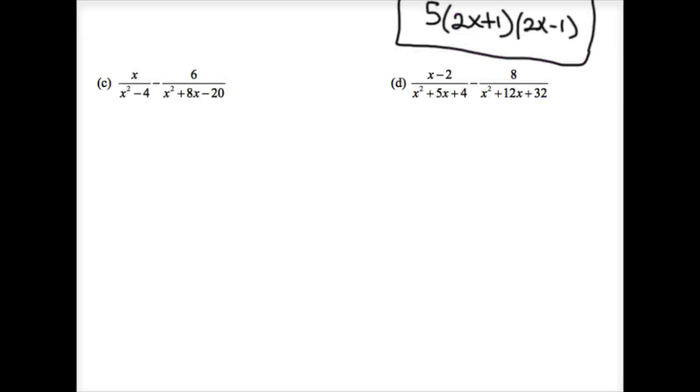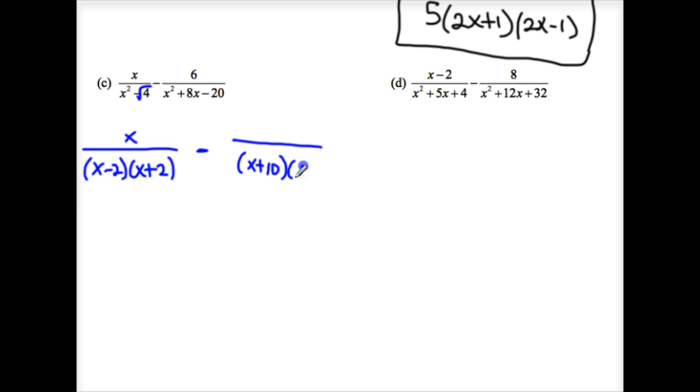Alrighty, here we go with C. Just bear with me. I know it's been a long video, but let's work this out. So first thing I need to do is get a common denominator by factoring. X minus 2 and x plus 2 over x. Remember, this is a square root. Take away my a, my b, my c. This works out to be x plus 10 and x minus 2.